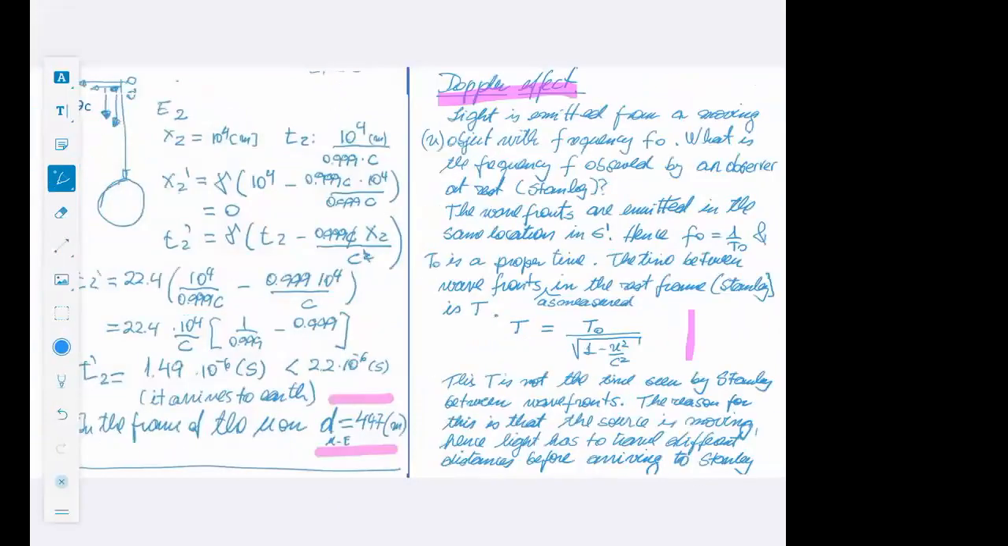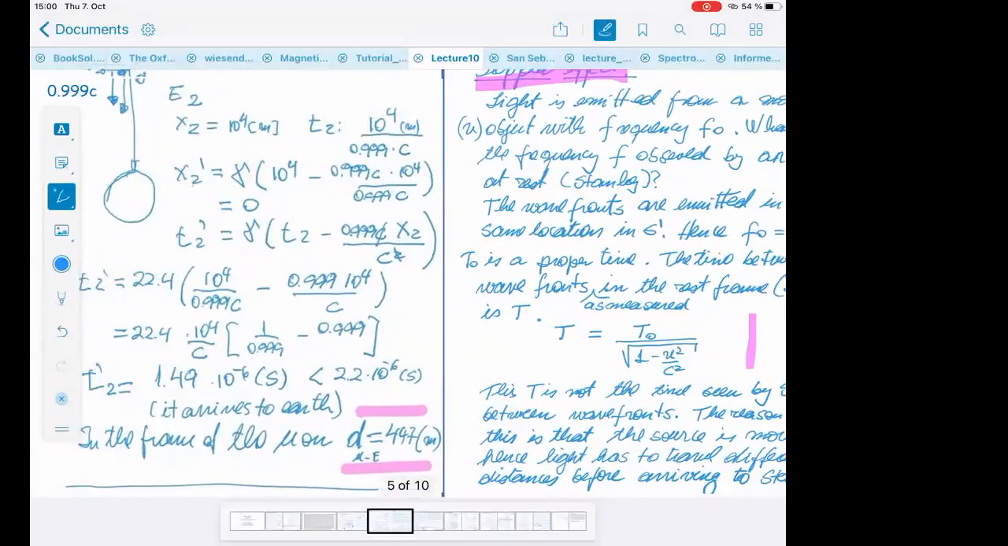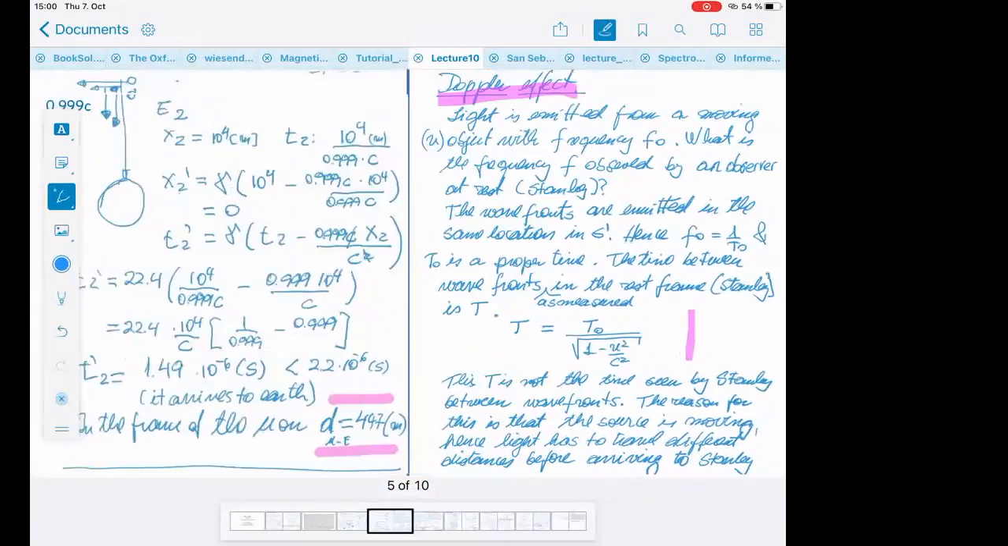And then this system starts to travel. Let me see if I can get this out of the way. No, I can't.